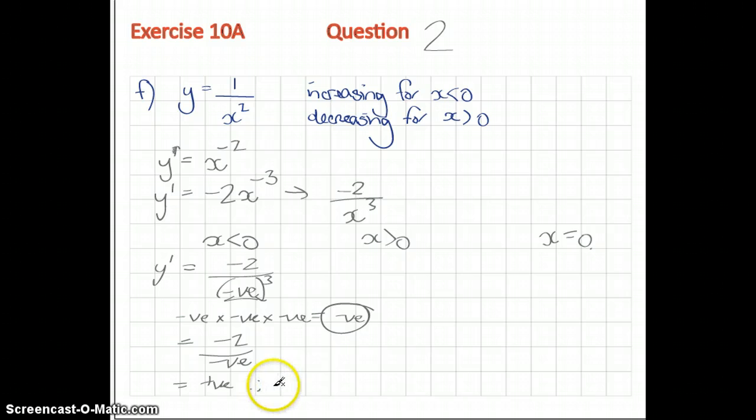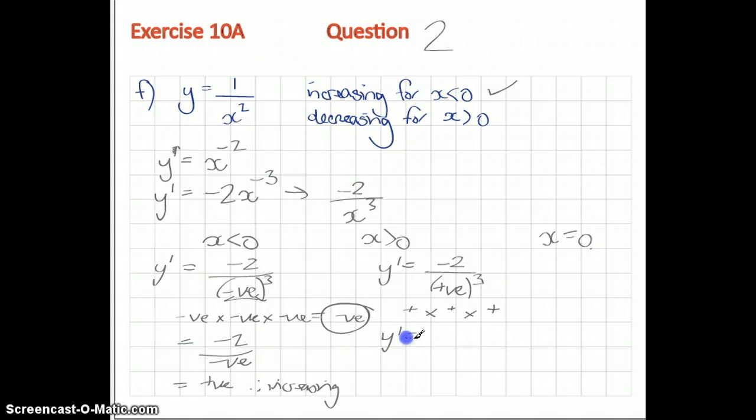So therefore, in this place, our function is increasing. So increasing for x less than 0. That's what we've just shown. Let's have a look now at x greater than 0. So I start off with the derivative again. Divide that by a positive number cubed. Now this means we've got a positive times a positive times a positive. It's all going to be positive.